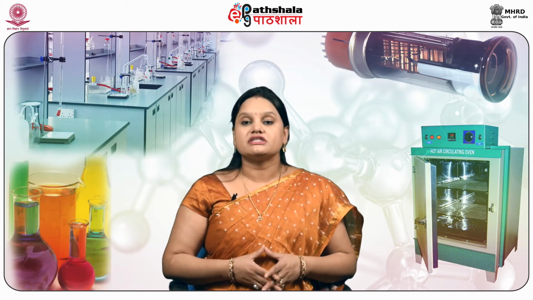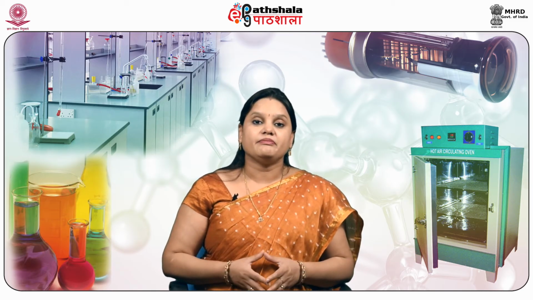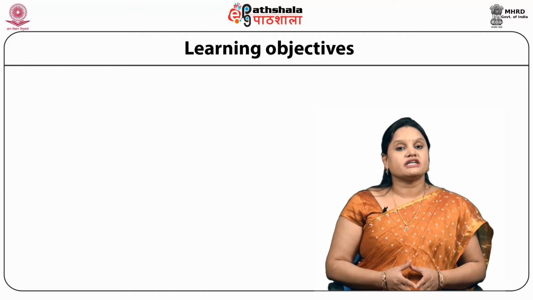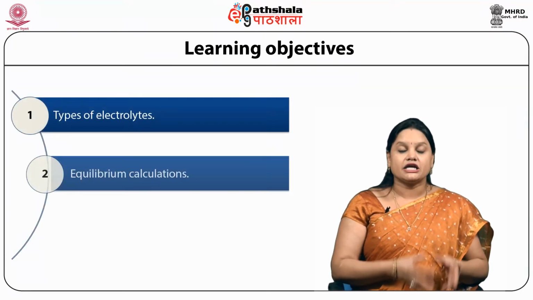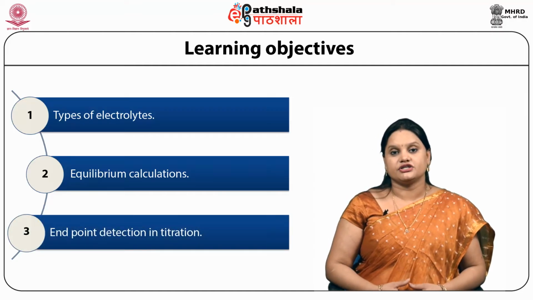Today we are going to discuss a module, Chemical Equilibrium, under the paper of Fundamentals of Analytical Chemistry. The learning objectives of this module include the types of electrolytes, equilibrium calculations, and endpoint detection in titration.